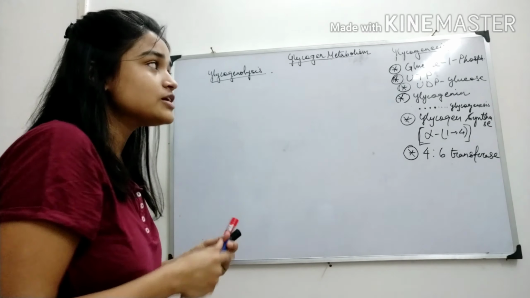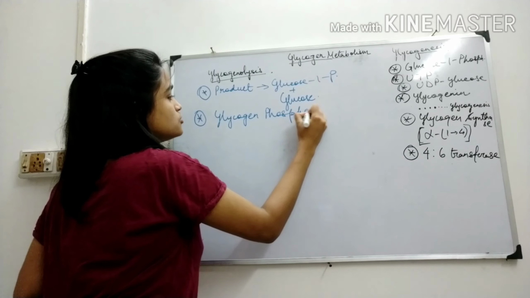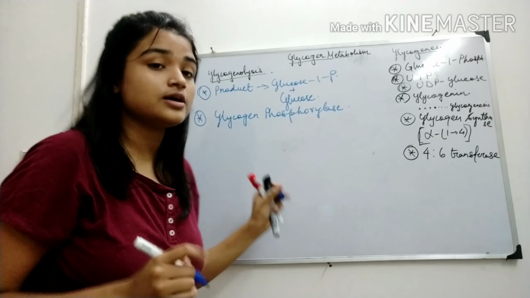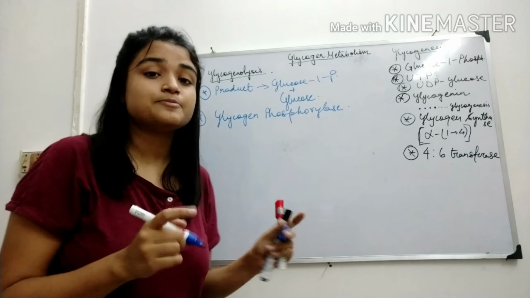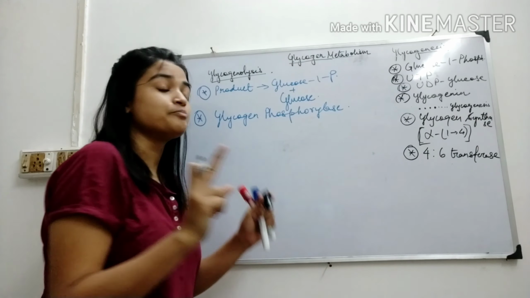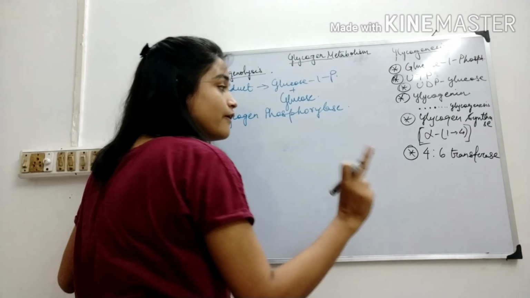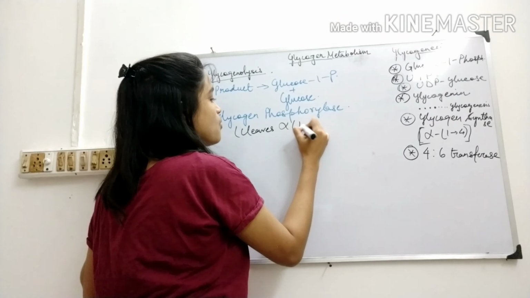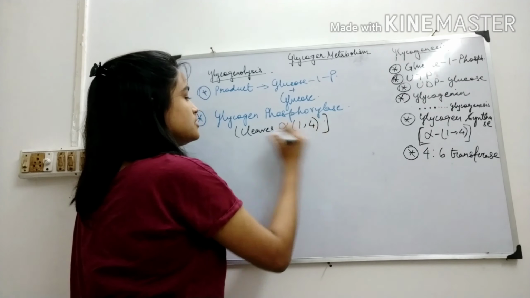The enzyme that is required for the breakdown of the glycogen chain is glycogen phosphorylase. This is the enzyme that breaks the alpha 1,4 linkages, like that of glycogen synthase, which was making the alpha 1,4 linkages. So it cleaves alpha 1,4 linkage.